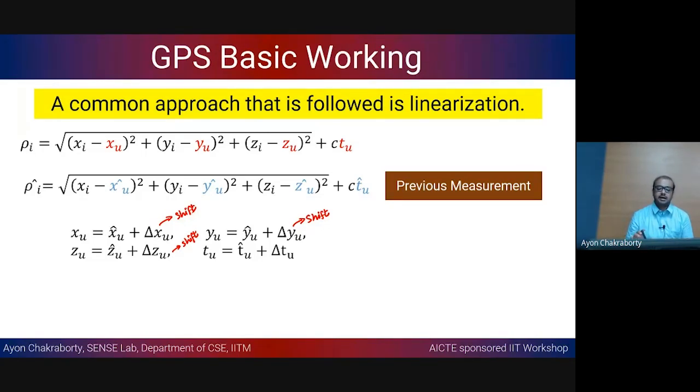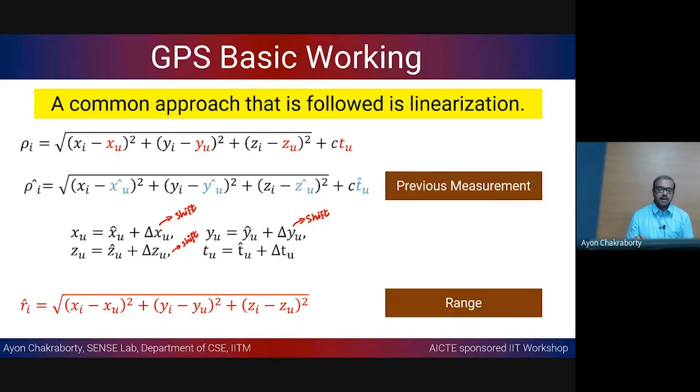These are some of the terminologies we are going to define. Rho I is basically the range. The expression with xi minus xu is the analytical form of the range, the actual true range, not based on estimation. xi, yi and zi is the true location of the satellite, and xu, yu and zu is the true location of the device. If you find the Euclidean distance, you get the range. This is the actual range, and the rho i's are the measurements, which of course have the c multiplied by the tu term for the offset or range correction.